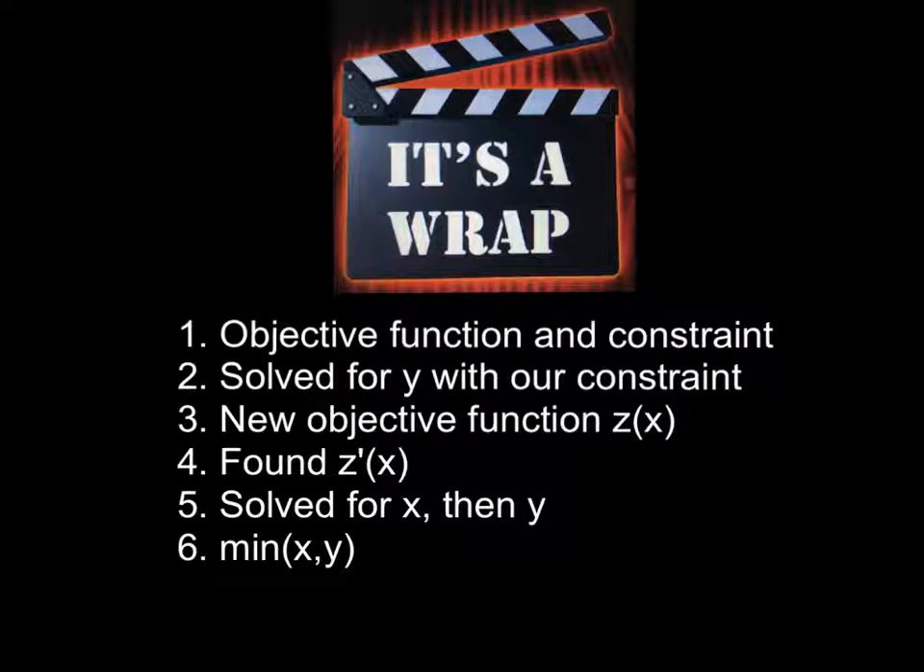For this minimization problem, we first found our objective function and our constraint. We solved for y with our constraint. Then we made a new objective function in terms of just x. We took its derivative and set it equal to 0. We solved for x and then y. And then finally, we found our minimum values for the point x comma y.